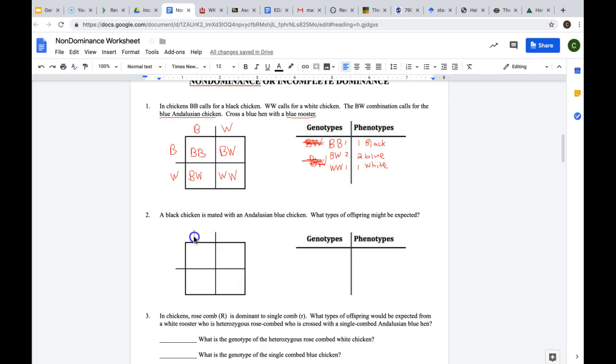Now we're going to do a black chicken. So that's big B mixed with an Andalusian blue chicken. So heterozygous. Then we come up with this. Oh, I messed up. Sorry. Let me see if I can undo that. There we go. All right, so the genotypes are BBs and BWs, half of each. So two black, two blue.